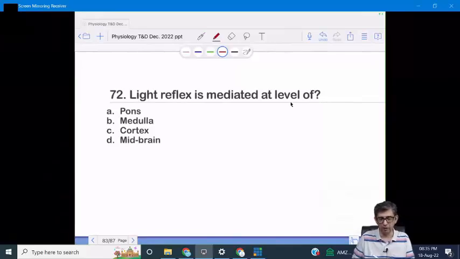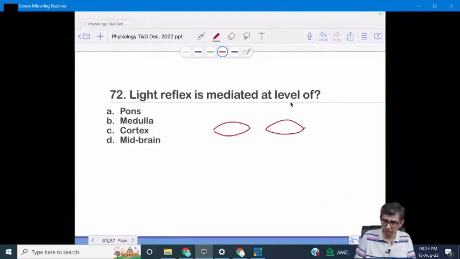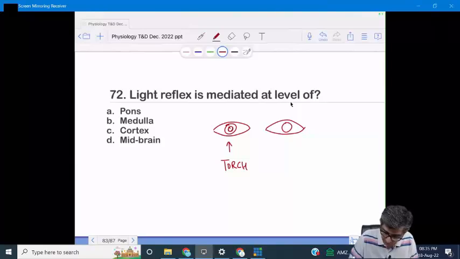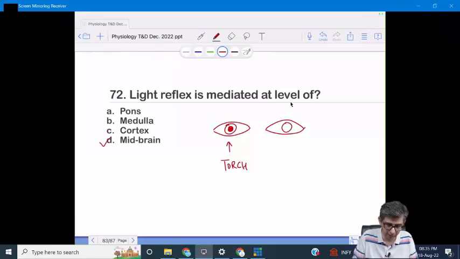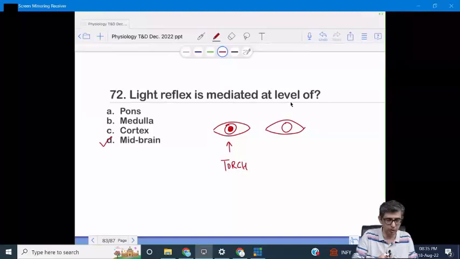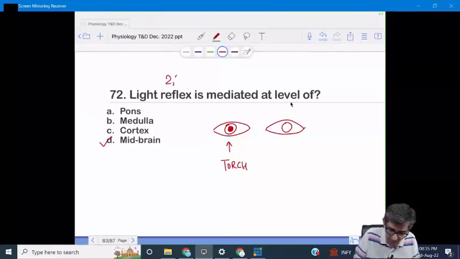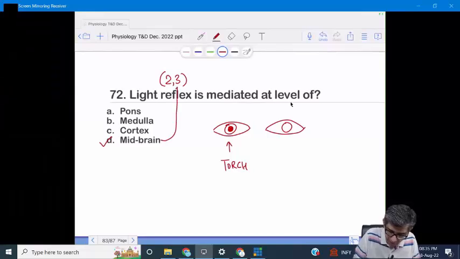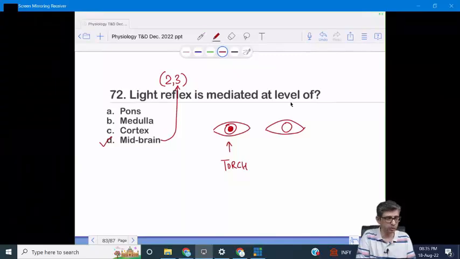Coming to 72. Light reflex. Light reflex would mean that when you shine a torch in the eyes of the patient, there would be a pupillary constriction, and this pupillary constriction would be occurring with respect to the midbrain of the patient. Answer to 72 is option number D, because light reflex की रूट वैल्यू सेकेंड और थर्ड नर्व होती है, और जो थर्ड नर्व होती है वो मिड ब्रेन से ओरिजिनेट करती है. Answer to 72 is option number D.